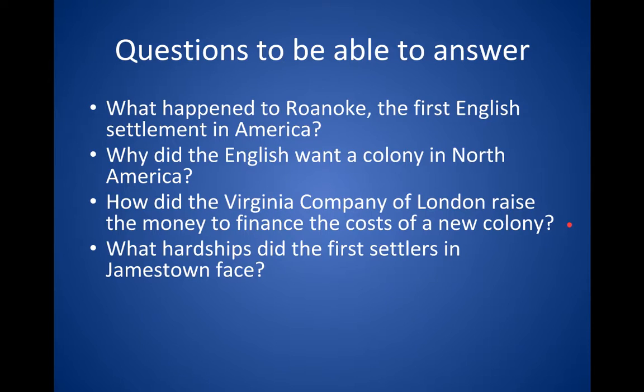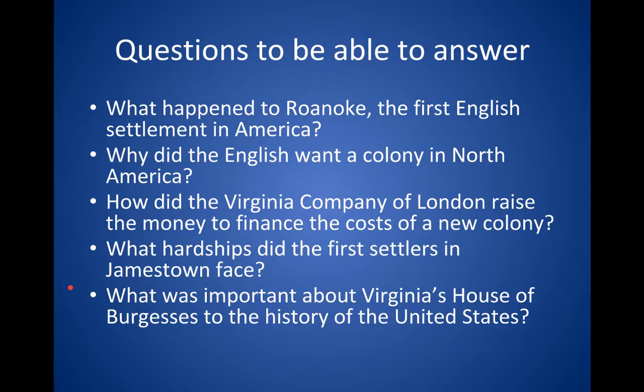Next question. What hardships did the first settlers in Jamestown face? You've maybe heard of Jamestown before. Jamestown was the first successful English colony, but it wasn't all easy sailing for the people of Jamestown. They ran into some hardships. So hardships basically means having a hard time. What made it tough on the first settlers in Jamestown? What was tough about their stay or their trying to start the Jamestown colony?